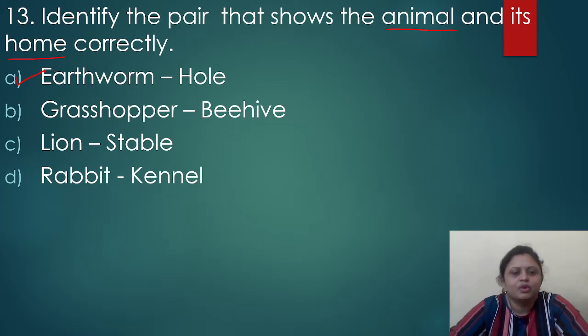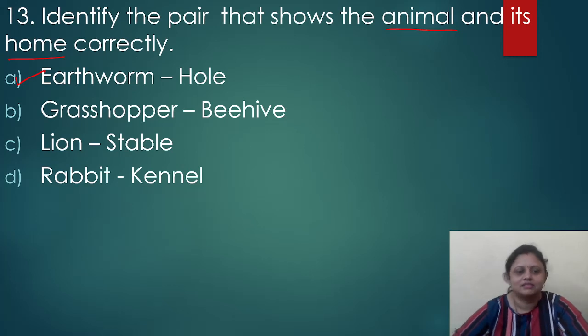Beehive, we know bees live in a beehive, right? And horses live in a stable. Kennel, dogs live in a kennel, right? Yes. So the correct answer is option A.